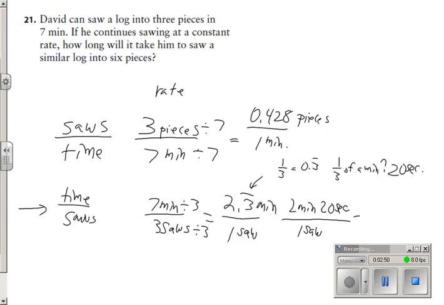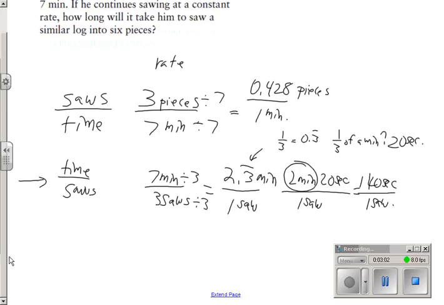Or if I want to think of it differently, this is 140 seconds to do 1 saw. And that's actually the unit rate I'm going to use, 140 seconds per saw. These other ones are not really any use to me, because ultimately what I want to know is how long it is going to take to make 6 pieces.